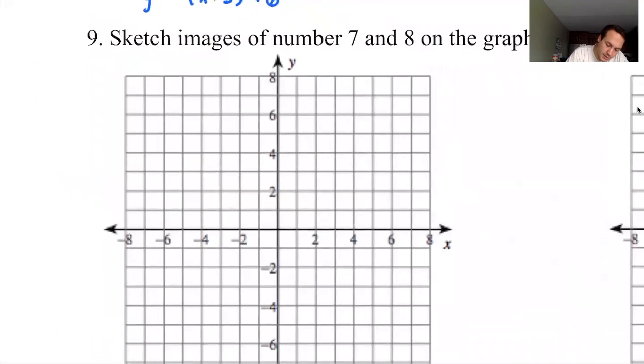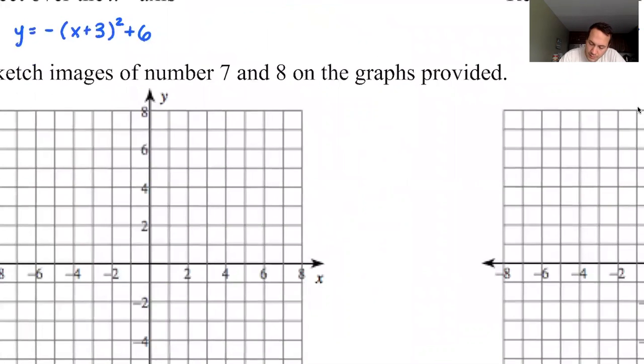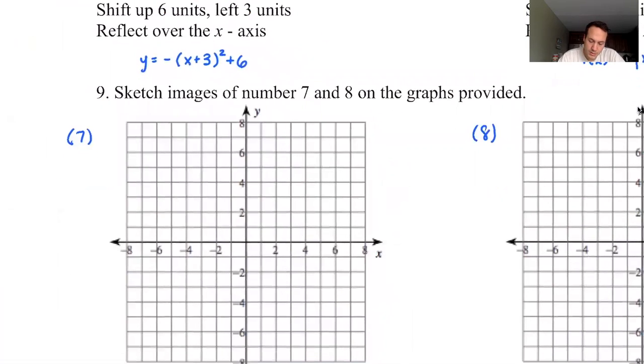Same thing here. We're going to graph 7 on this one. We'll graph 8 over here. Same thing like I told you guys. We're going to start with the basic function first. My basic function always looks like this. Now this one's going to reflect over the x-axis, and it's going to shift left 3 and up 6. Okay, so up 6, left 3.